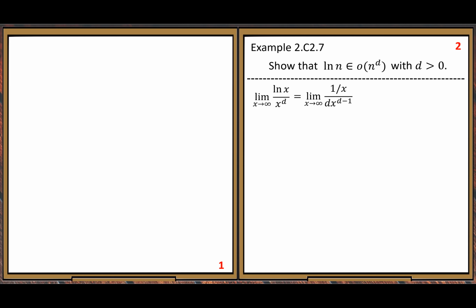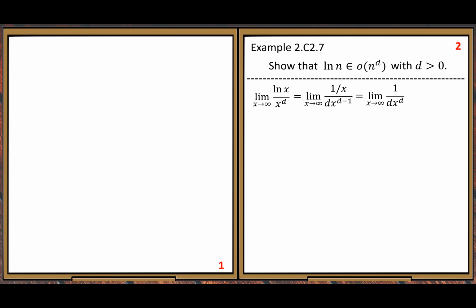Natural log derivative, 1 over x. Power rule, d times x to the d minus 1 power. After simplification, we get 1 over d times x to the dth power. But this time, this new fraction is not an indeterminate form. 1 is determinate, right? So you cannot apply L'Hopital's rule another time.